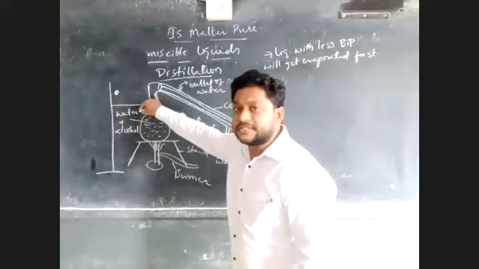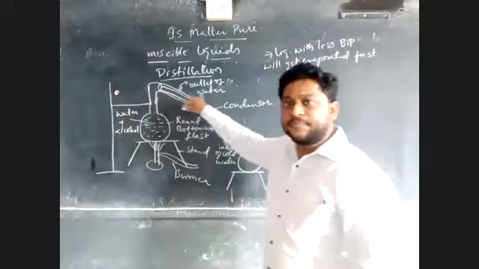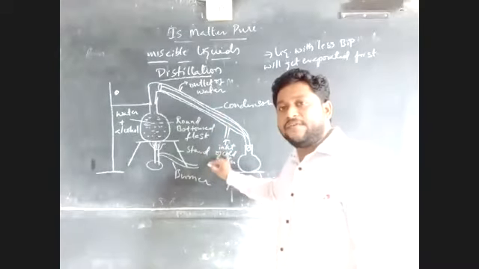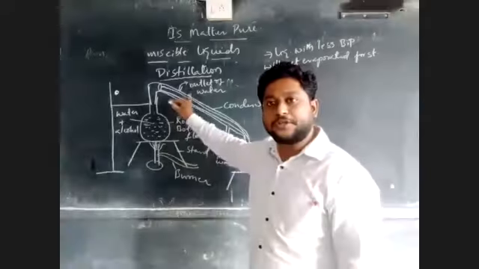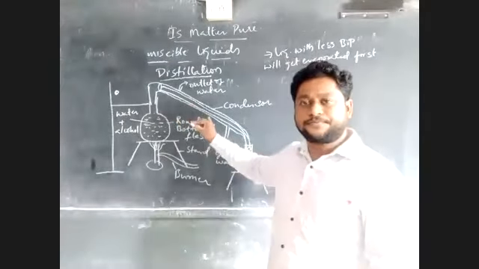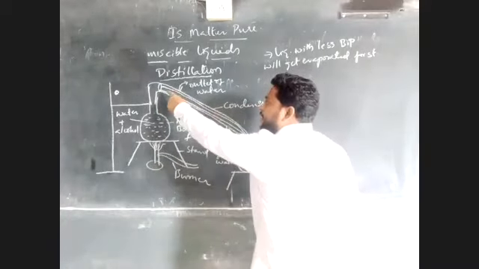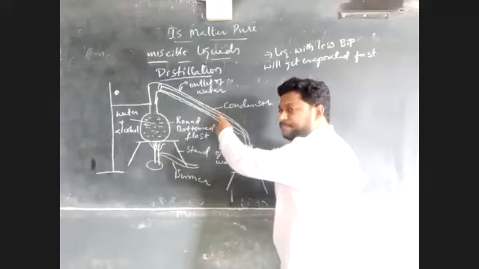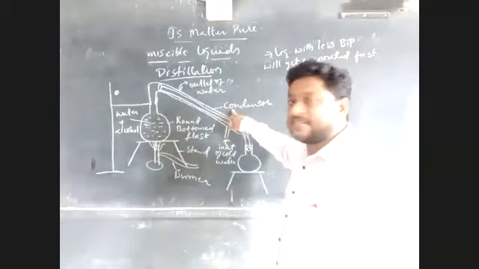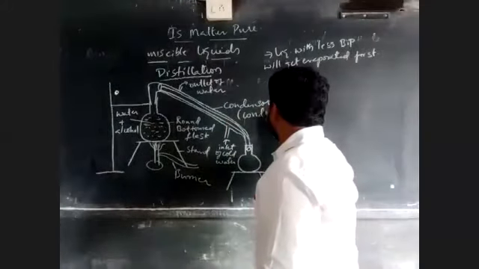So these vapors are passing through the condenser. Now, what is happening in the condenser? We are allowing cool water to pass through the condenser. Internally, the alcohol vapors are passing. So what is going to happen to them? In this condenser, condensation is taking place.